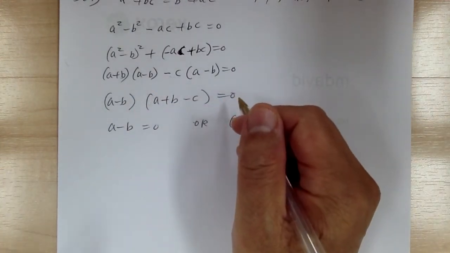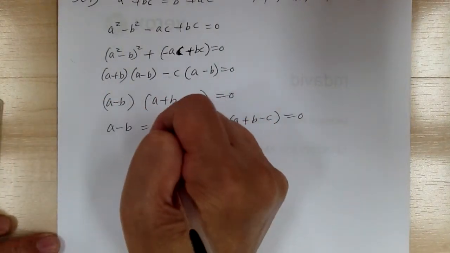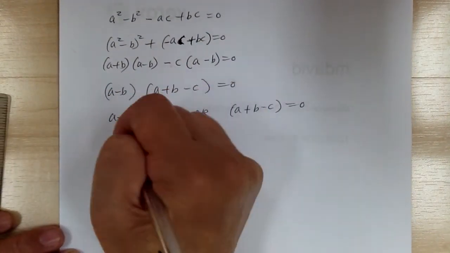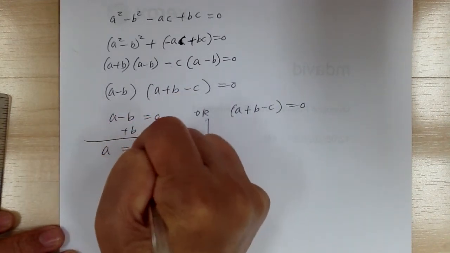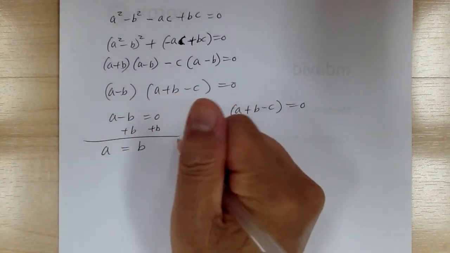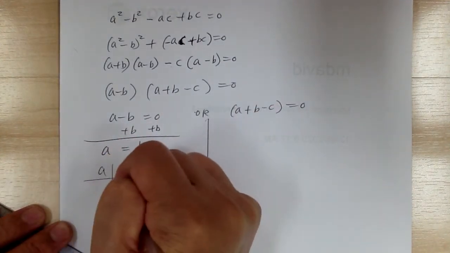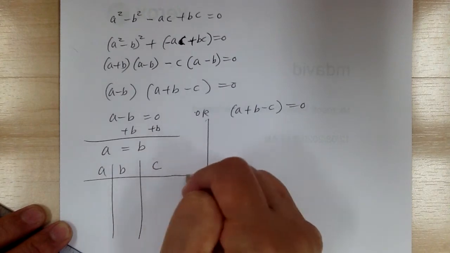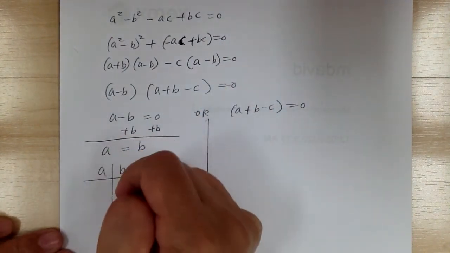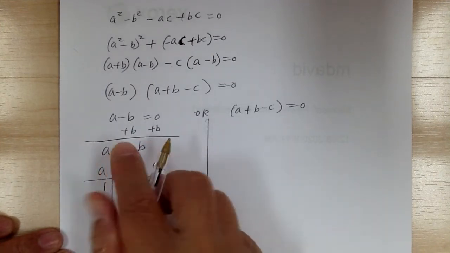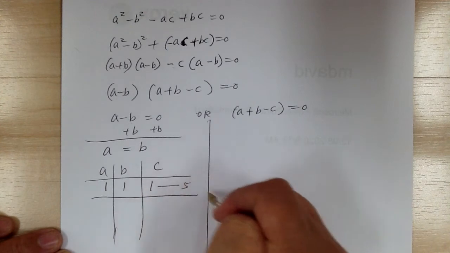Okay, so let's solve this over here. A minus B equal to 0, so if you add B on both sides, you get A equal to B, and C can be anything, right? If you make the table, A and B and C, remember, all of them have to be from 1 to 5. So if A equals 1, then B has to equal 1. And C can be anything, so C can be 1 through 5.